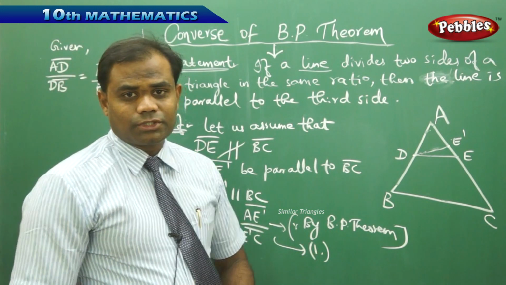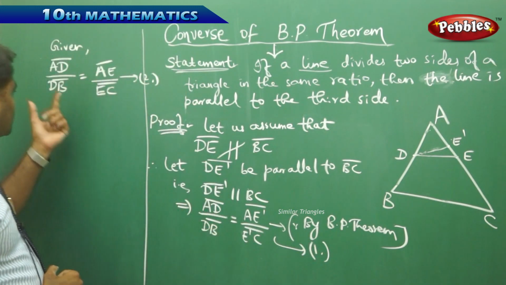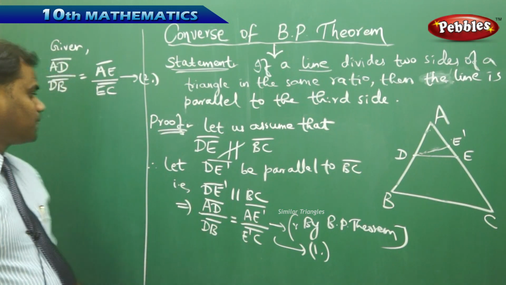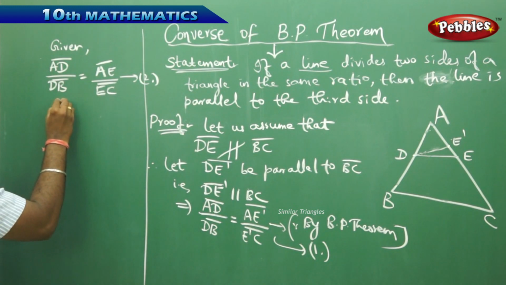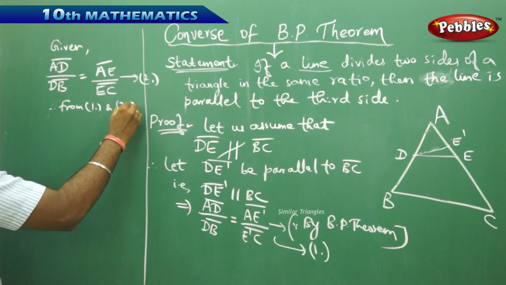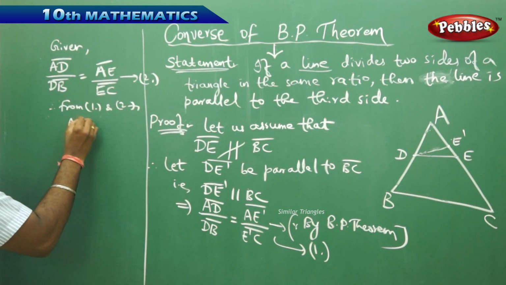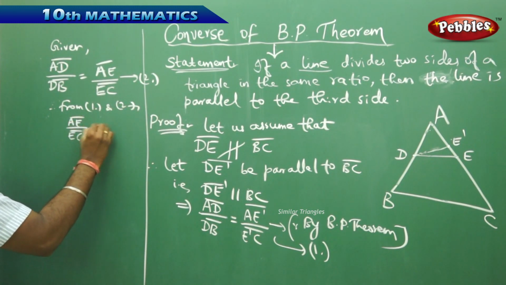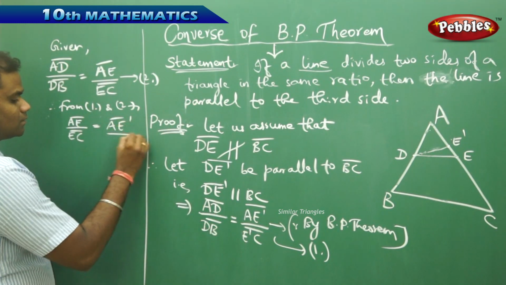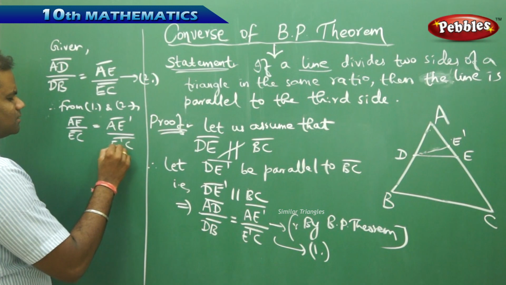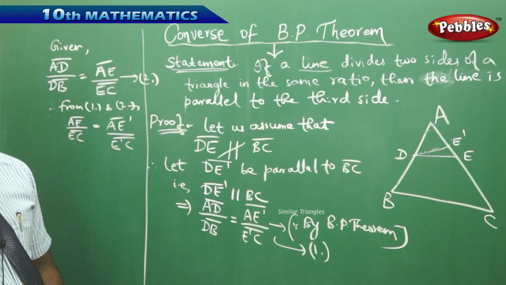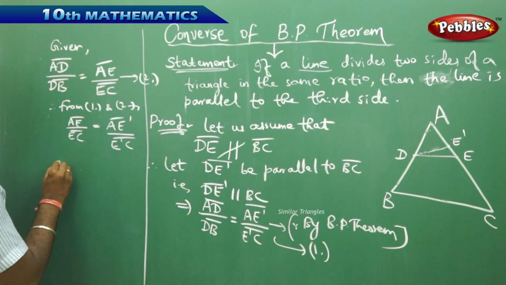Now, in equation 1 and equation 2, as I see, the left hand sides are equal, therefore the right hand sides must be equal. From 1 and 2, AE by EC must be equal to AE dash by E dash C. By transitive property, I get this equal to this.